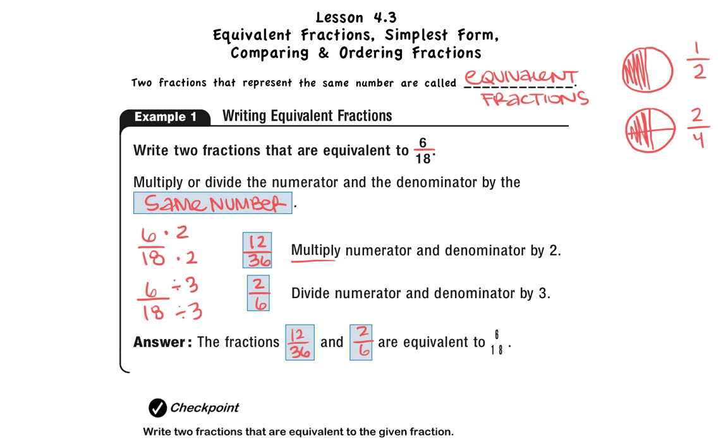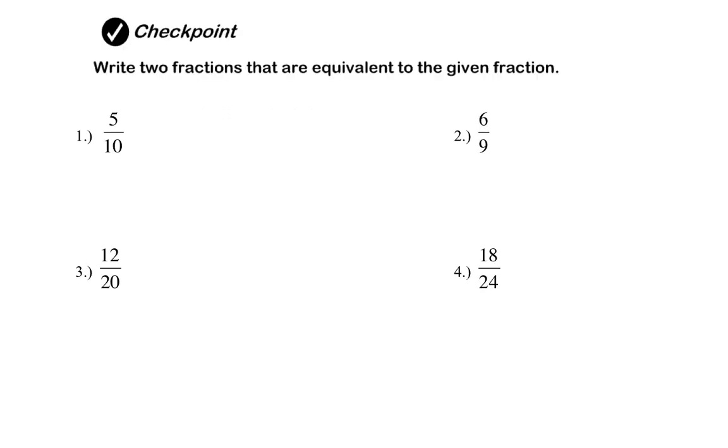In fact, if you think about it, how many equivalent fractions would there be to this fraction 6/18? Well, hopefully you realize that there's an infinite amount, because you could multiply the top and bottom by 5, you could multiply the top and bottom by 100, you could multiply the top and bottom by 1,000, and we could just keep going and going, and so we have an infinite amount of equivalent fractions. Now, there's only a certain amount of things you could divide by, but there's an infinite amount of things that you could multiply by. All right, so let's do a little practice.